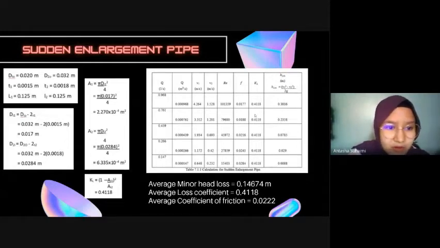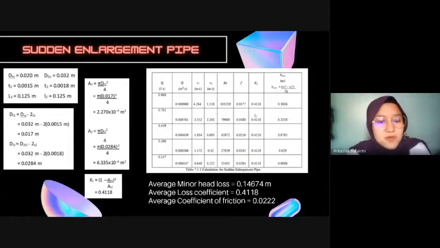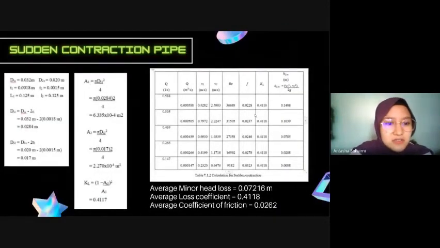For the area, we have to use pi d squared over 4. So we have to calculate both areas. And the formula for KL is (1 minus A1 over A2) squared. So for the sudden enlargement pipe, the average minor head loss equals 0.14674 meter. The average loss coefficient we get is 0.4118, and the average coefficient of friction we get is 0.0222.